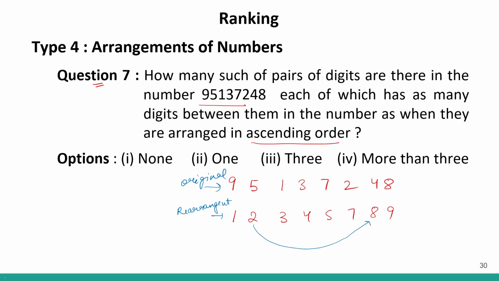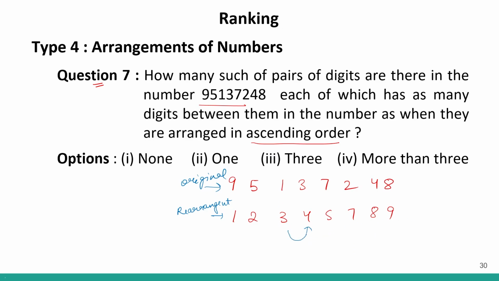Moving on to 2, 8, 1, 2, 3, 4 digits, and between 2 and 8 we had only 1 digit, so not the same. And between 2 and 9 we have 1, 2, 3, 4, 5 digits, and over here between 2 and 9 we have 1, 2, 3, 4 digits, so this is also not the same. Okay, moving on to the next number 3.